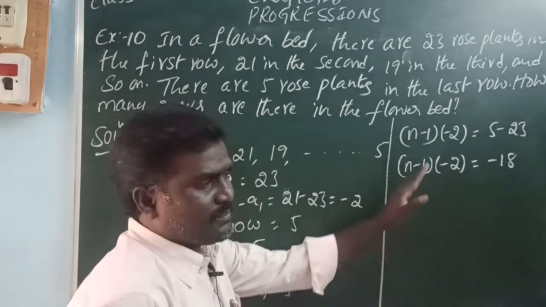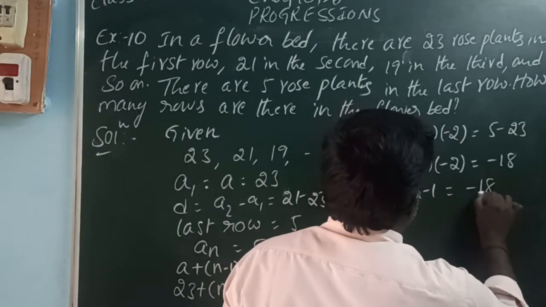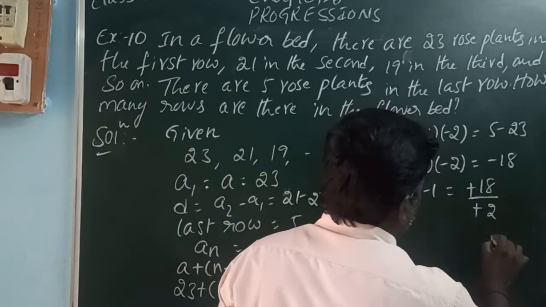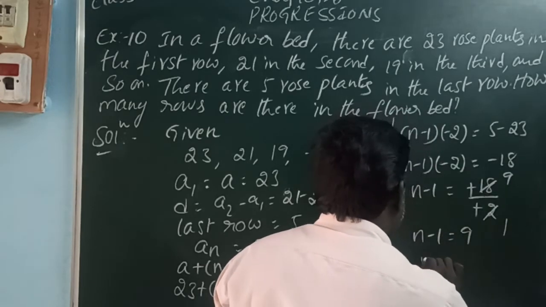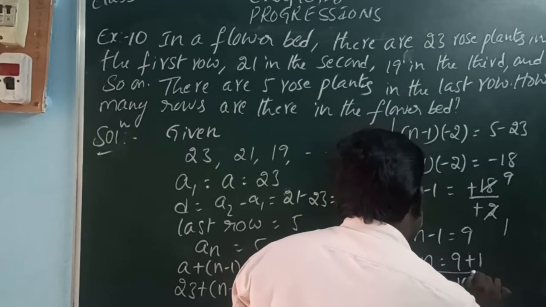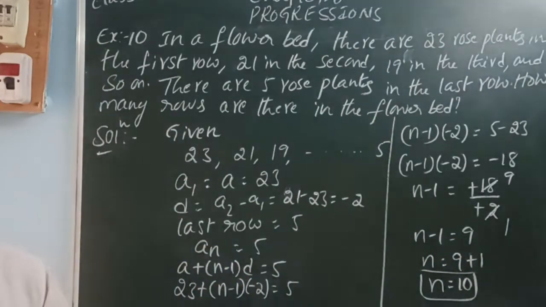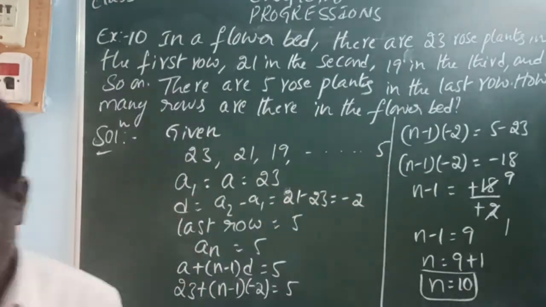Minus 2 is multiplied, so it goes over and divides. So n minus 1 is equal to minus 18 by minus 2. Minus minus cancel. 2 ones are 2, 2 nines are 18. So n minus 1 is equal to 9. n is equal to 9 plus 1. n is equal to 10. How many rows are there? 10 rows. So in the last row, how many plants are there? 5.